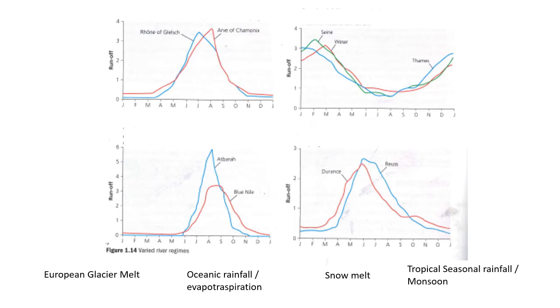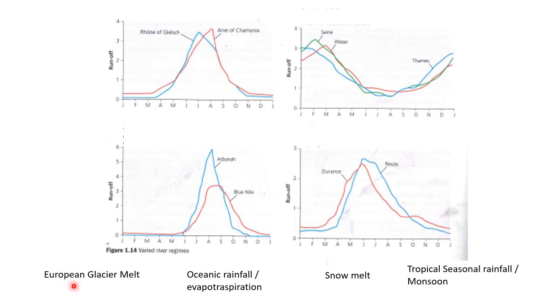Okay, I've got one up here. This is the Rhone, for example. I've got one here, which has got the Thames and the Seine. I've got one here, which has got the Blue Nile in there. I've got another one here, which has got the Durance and the Rhys. What I want you to do, and they represent sort of four classic types of river regimes.